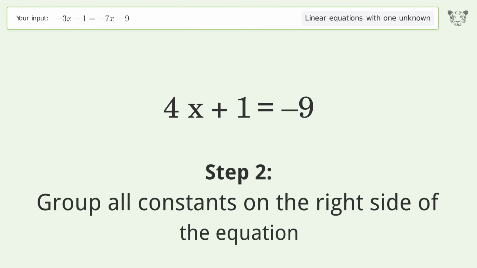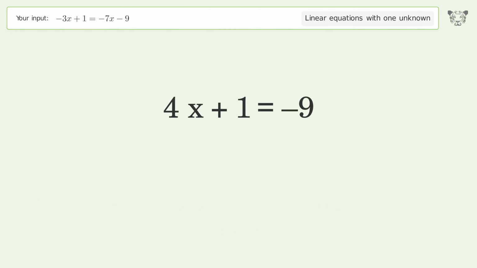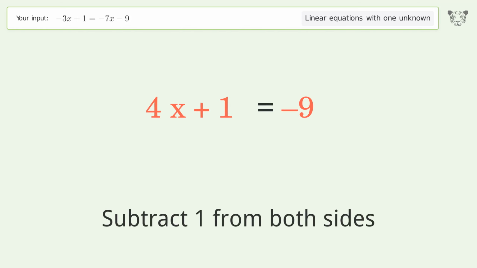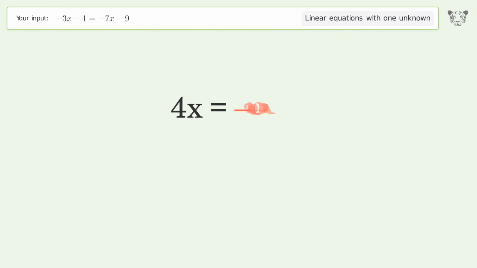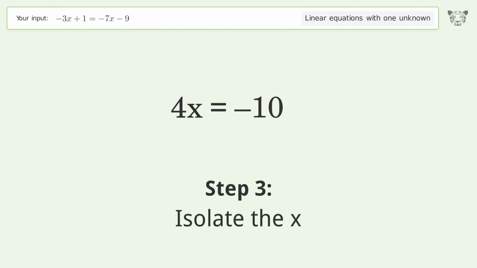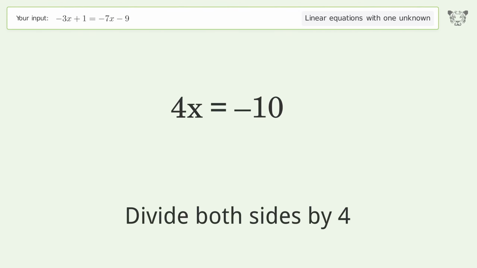Group all constants on the right side of the equation. Subtract 1 from both sides. Simplify the arithmetic. Isolate the x. Divide both sides by 4.